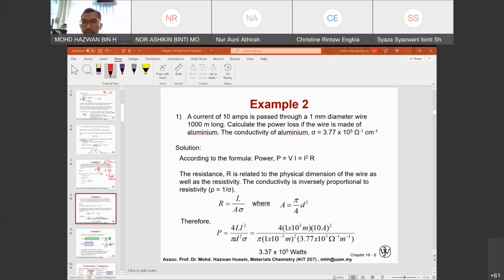So the other example: a current of 10 amperes is passed through a 1 millimeter diameter wire with a length of 1000 meters. Calculate the power loss if the wire is made of aluminium. Conductivity of aluminium sigma is equal to 3.77 times 10 power of 5.